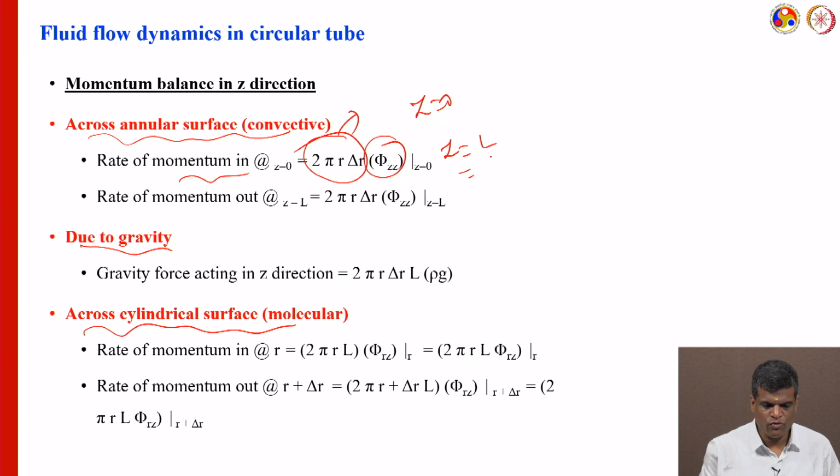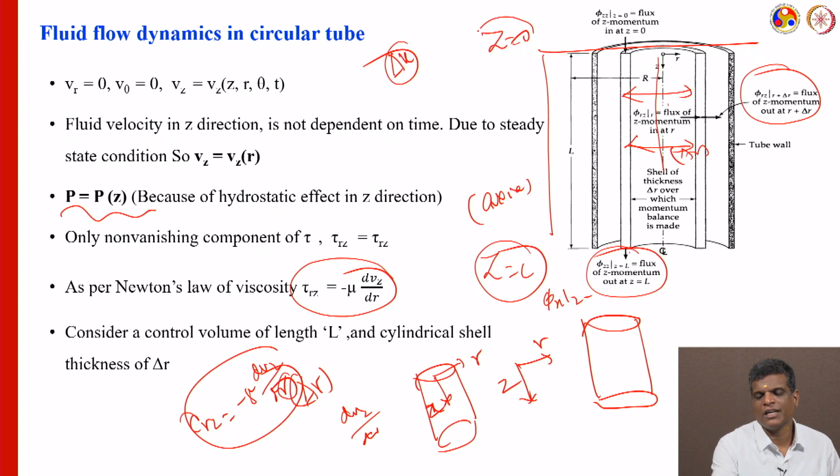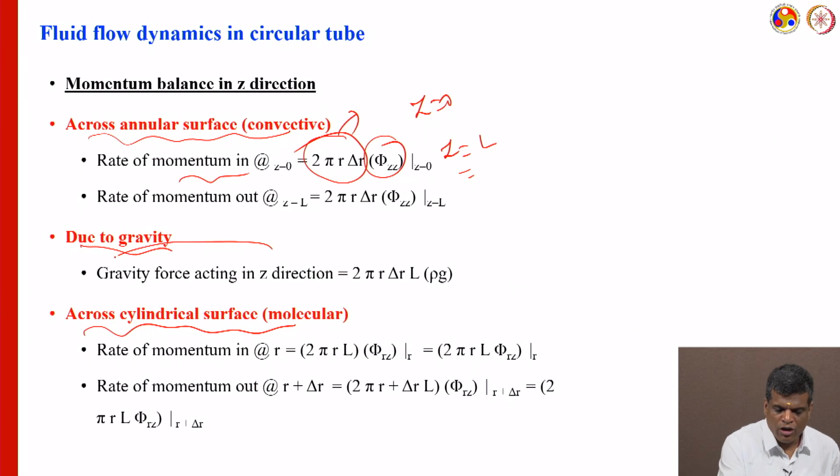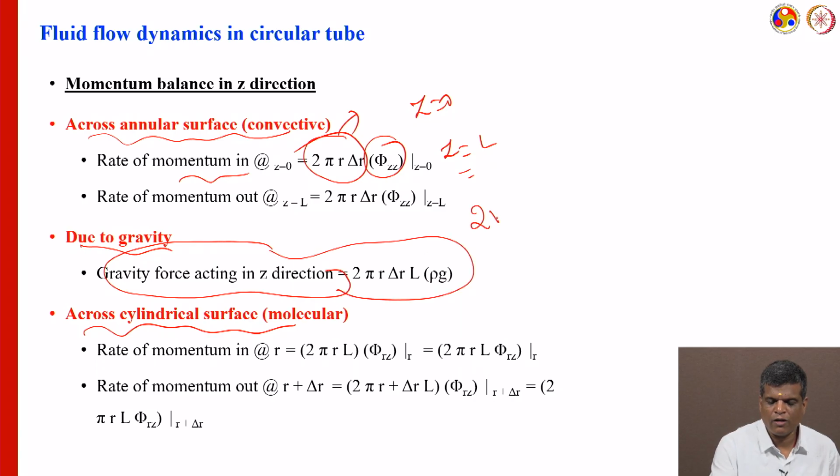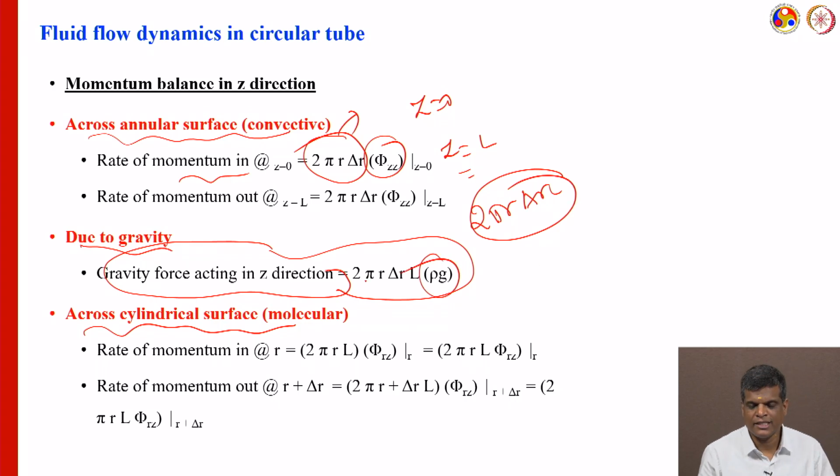So here we are solving two ways. What is z equal to 0 and z equal to L, how the rate of momentum will be here. Then the gravity force, of course we have to add here the gravity force, there is a 2 pi r delta r L, this is like meter cube, then the rho g is there, the density, then gravity.